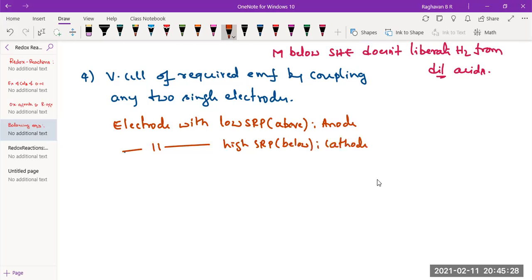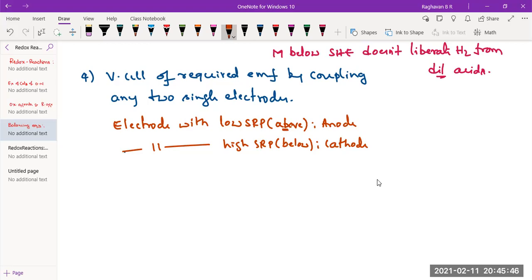Because the upper one gives, low SRP above, the upper one gives. That means it gives electrons, undergoes oxidation, anodic oxidation. Correct? The electrode where oxidation takes place is anode. The lower one takes, meaning it gains electrons, undergoes reduction, cathodic reduction.